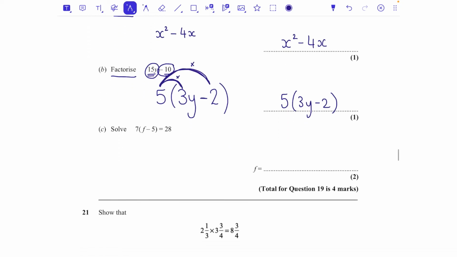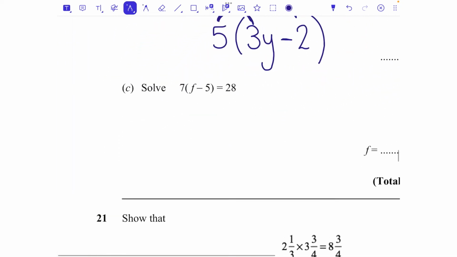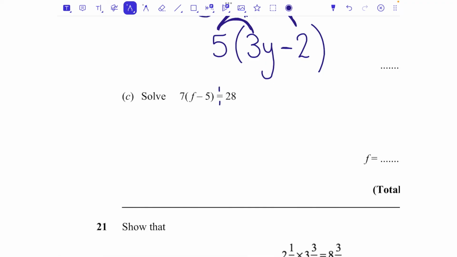Now for part C, we've got an equation. You could start by dividing both sides by 7. I'm personally going to expand that bracket just because I think it's good practice. 7 lots of f is 7f, and 7 lots of minus 5 is minus 35. So 7f minus 35 equals 28. Let's work backwards. Let's undo that. So I'm going to start by adding 35 to get rid of that minus 35.